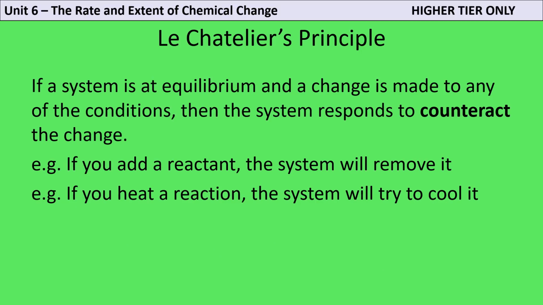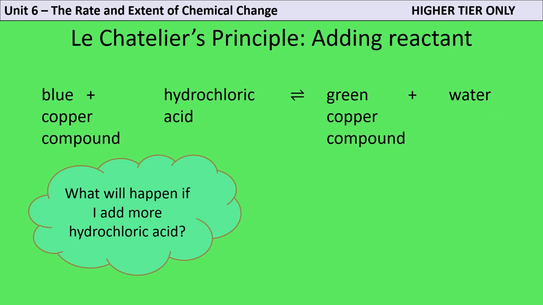If you're taking higher tier, then you need to be able to use Le Chatelier's principle in order to explain how we can move the position of equilibrium by changing the reaction conditions. Le Chatelier's principle tells us that if a system is already at equilibrium and a change is made to any of the conditions, then the system will respond to counteract that change. That basically means whatever I try to do, the system will try to undo. So if you add a reactant, the system will remove it, and if you heat a reaction, the system will try to cool it.